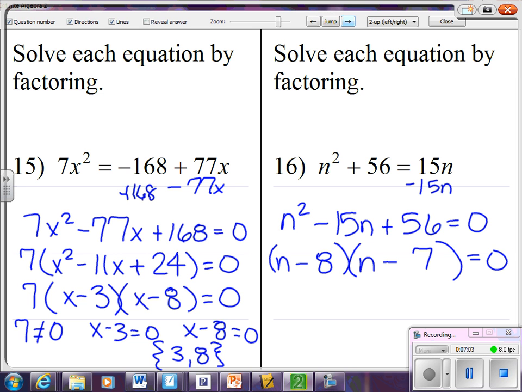Do you see what you did wrong? Okay, so my roots are 7 and 8. I like to write them smallest to biggest, right? Your answer's still correct if you don't, but it just looks neater, I think. What'd you do wrong? What'd you do wrong?